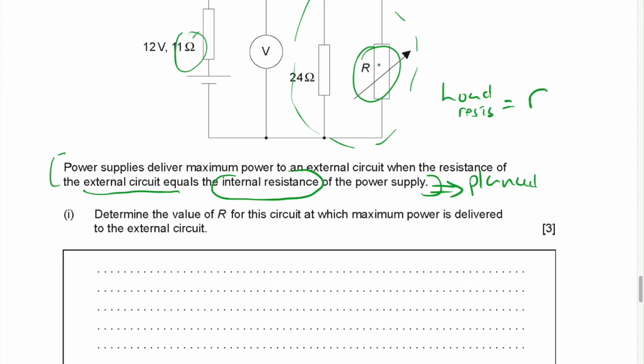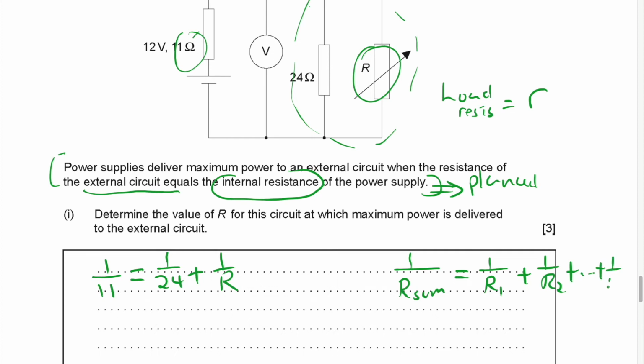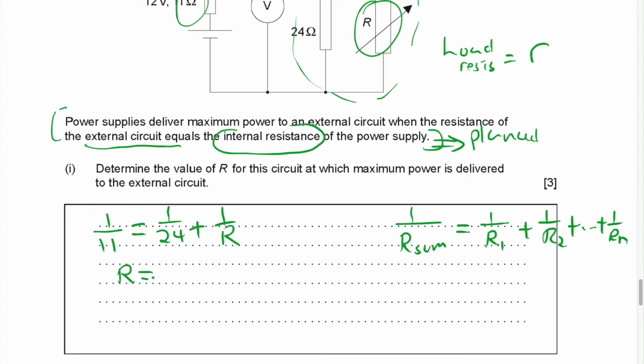And because those two resistors, the 24-ohm resistor and the variable resistor, are connected in parallel, you can use the equation here. It is equal to 1 over 24 plus 1 over R. So when resistors are connected in parallel, we know that 1 over sum is equal to 1 over R1 plus 1 over R2 plus ... plus 1 over Rn, where n is the number of resistors you have in a circuit. And this will give us the answer of 20.3 ohm for R, for the variable resistor.